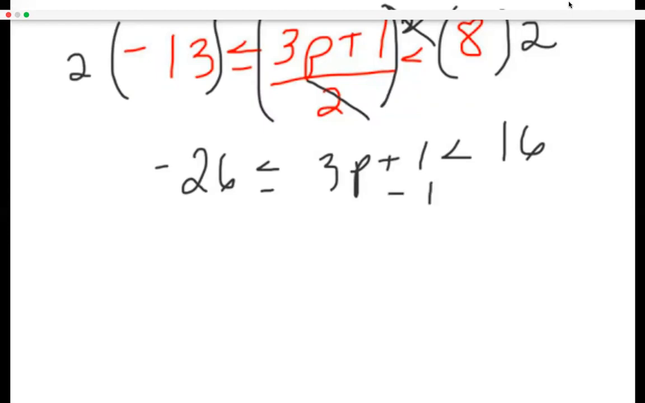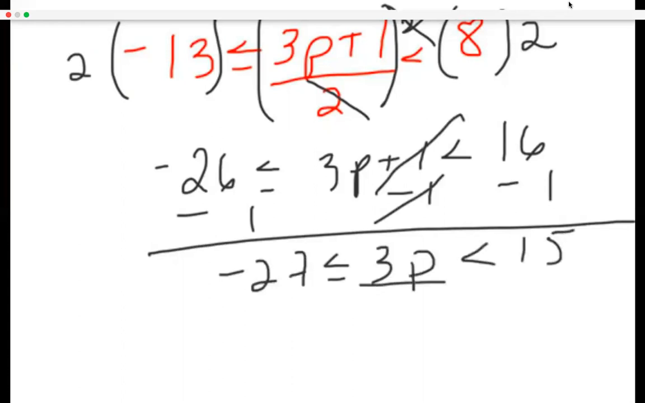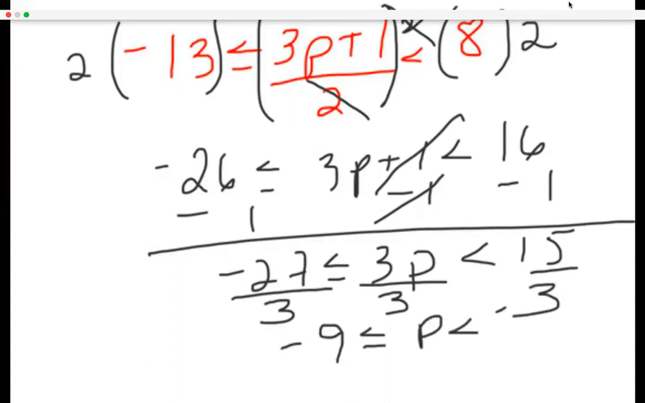And again, your job is to isolate the p in the middle. So you subtract 1 from the middle, 1 from the right, 1 from the left. Eliminate the 1's. Negative 26 and negative 1 adds up to negative 27, less than or equal to 3p, less than 15, divide everything by 3. And no, you do not change the sign on this one because you didn't divide by a negative.